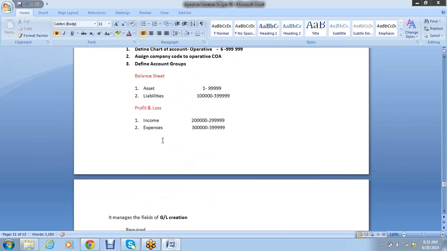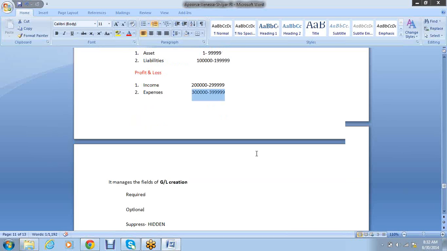Okay. And one more thing, the intervals, the account number range which you give to the account group, should not overlap. It never should overlap. How does it manage the fields? Required, optional, suppress, and display. Display is the additional thing which comes, because in the field status group we have only required and optional.